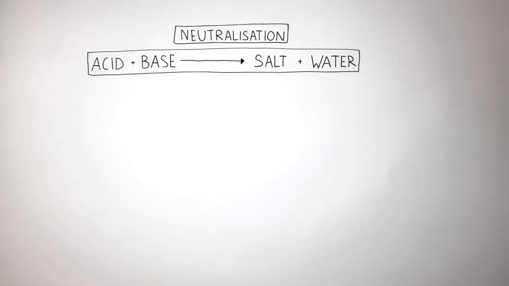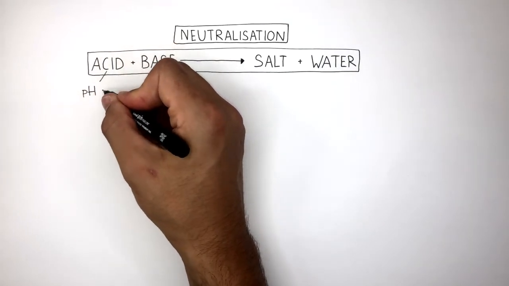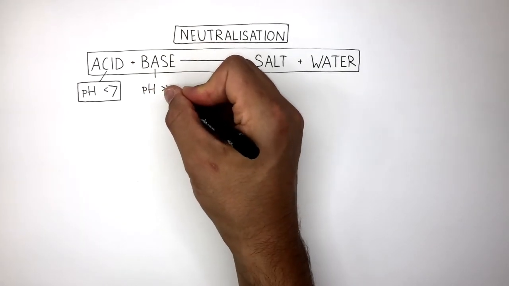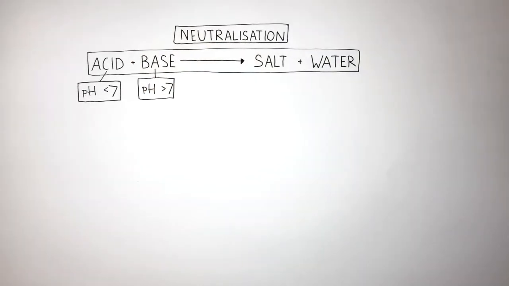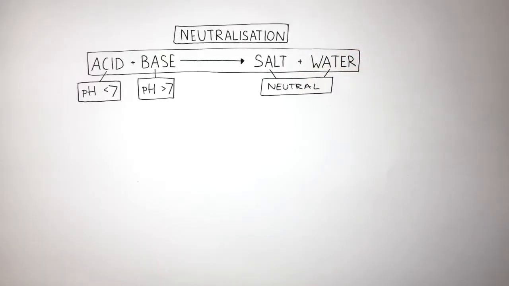So we already know an acid always has a pH of below 7 and the base always has a pH of above 7. And when they react, they neutralize each other to form a neutral solution of a salt and water. This chemical reaction is called a neutralization reaction as the products are neutral. They have a pH of 7.